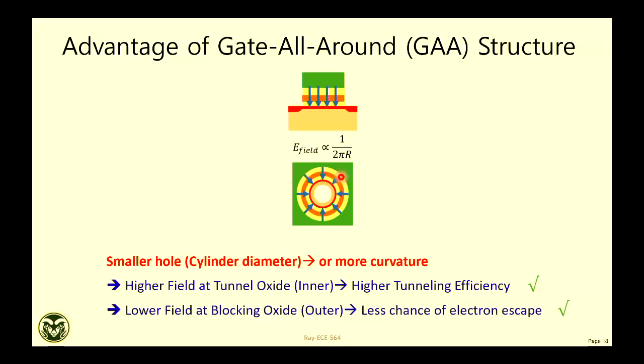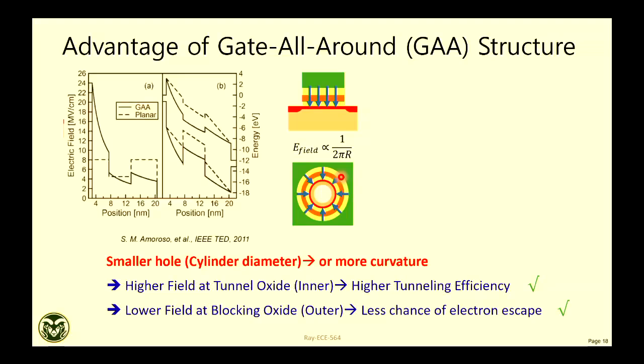It will be more than half, right? Because tunnel oxide will have a much higher field and higher capacitance. Okay, so this is the reason. You can see it, your electric field.